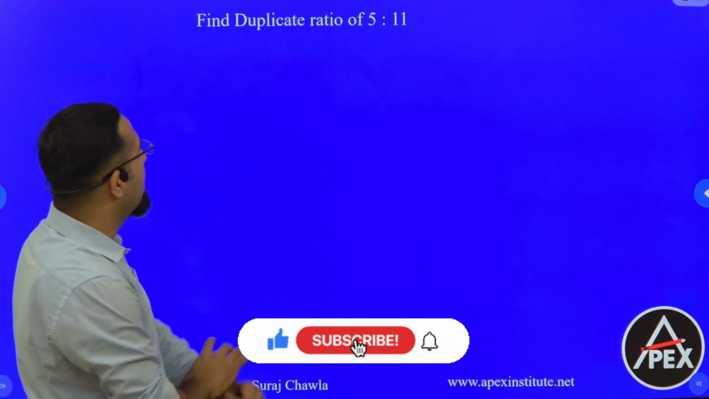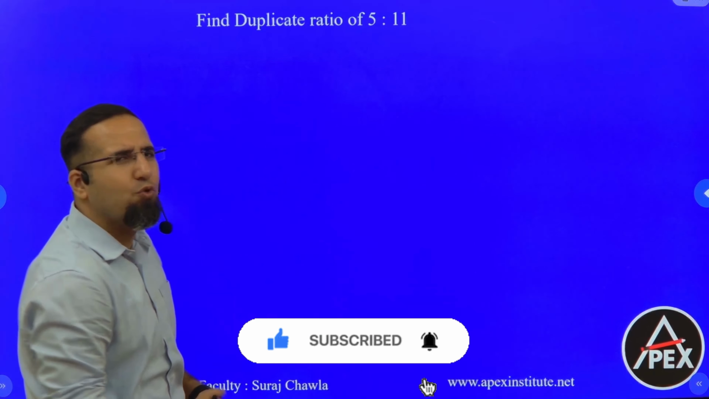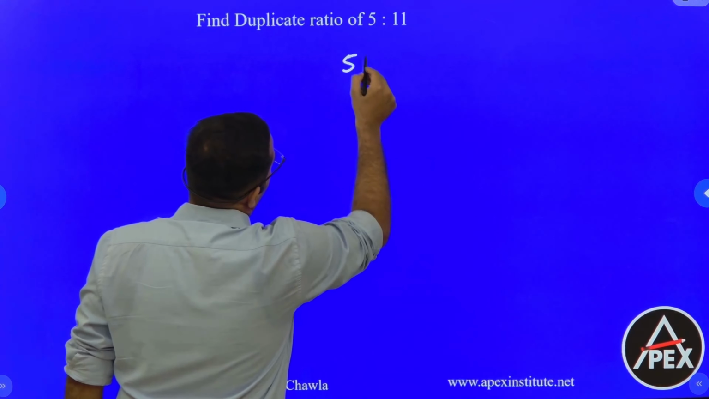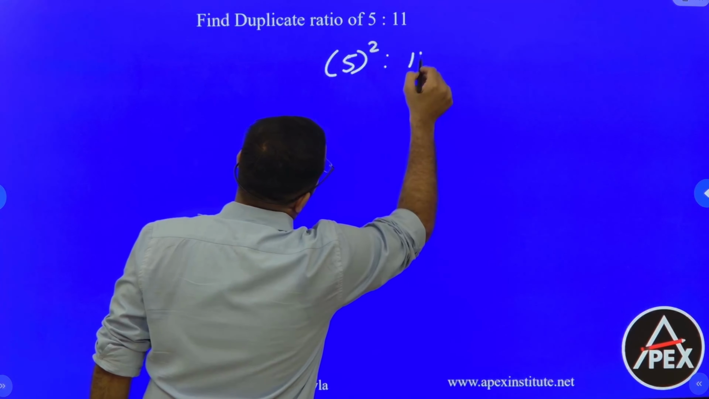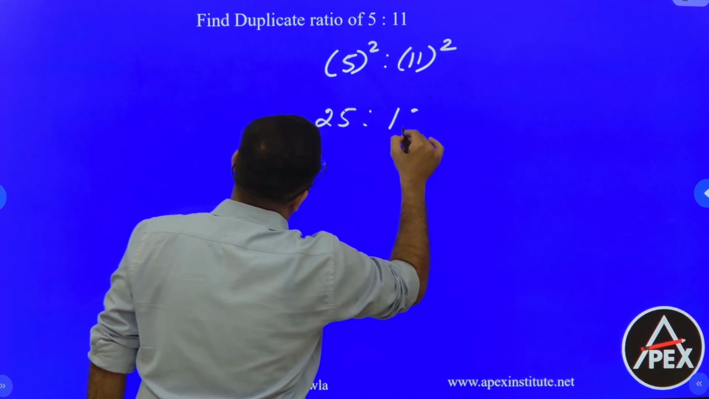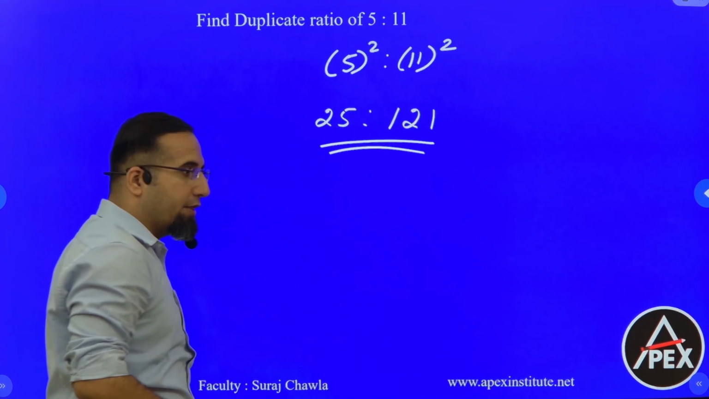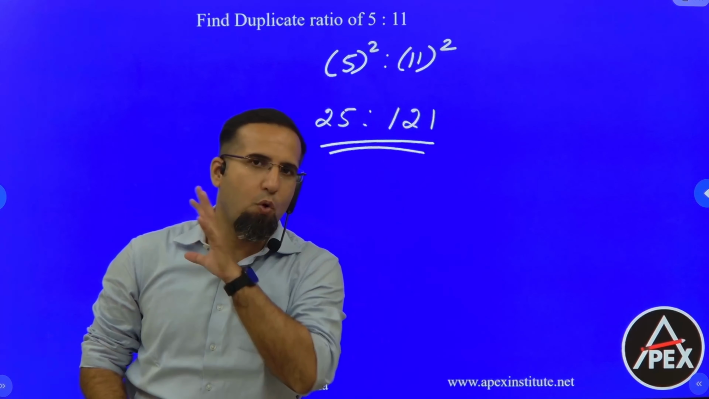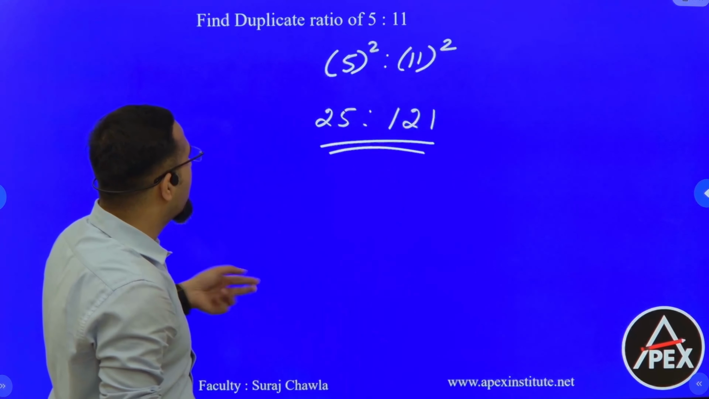Right, now let's solve this here. Find the duplicate ratio of 5 is to 11. So the duplicate ratio becomes 5 square is to 11 square. So 5 square will give me 25, 11 square will give me 121, and therefore the answer becomes 25 is to 121.